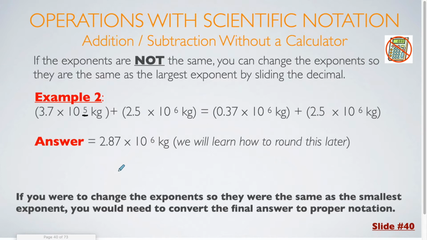If you were to change the exponents so that they were the same as the smallest exponent, you would need to convert the final answer into proper notation. So it would still work, you would just have an extra step to do. So you might end up with something like 28.7 times 10 to the 5th power. Then by sliding your decimal over, you would end up with the same exact answer that we had above. So you can still do it that way, it's just going to take you a little bit longer.